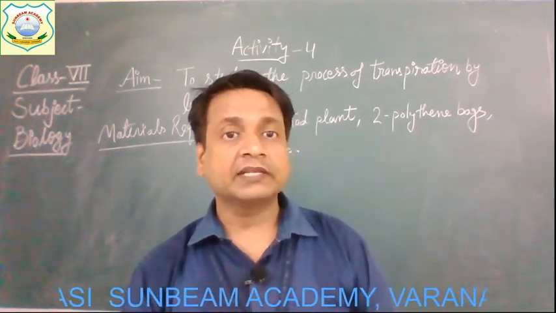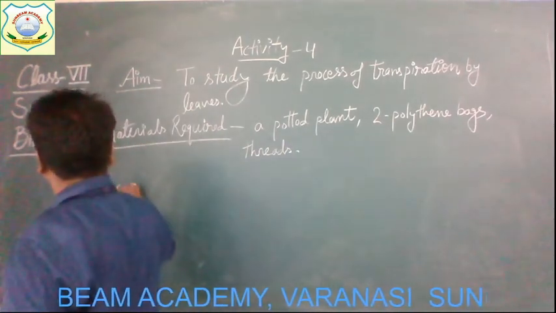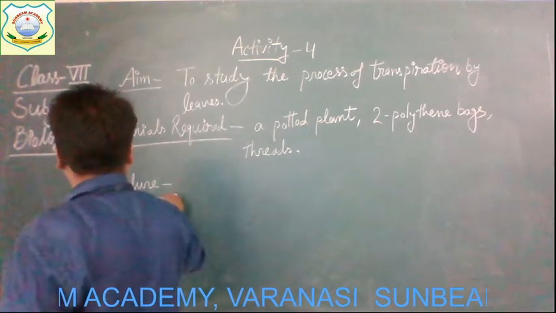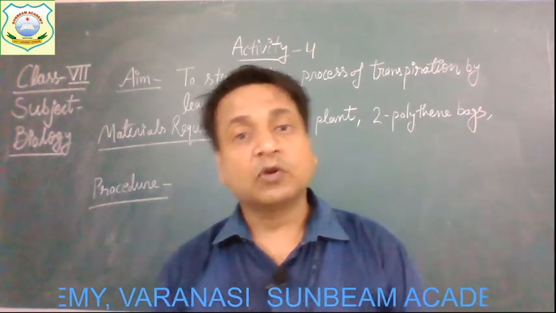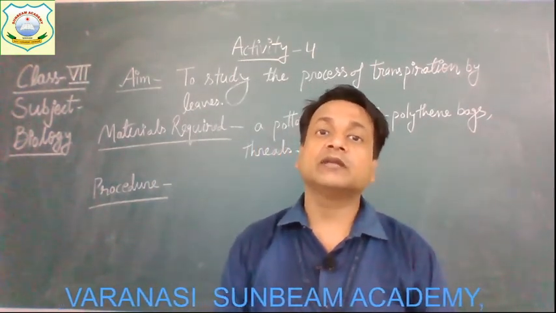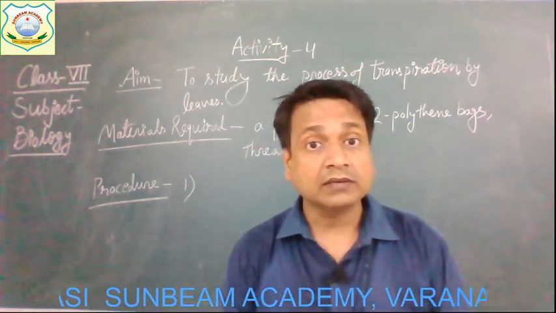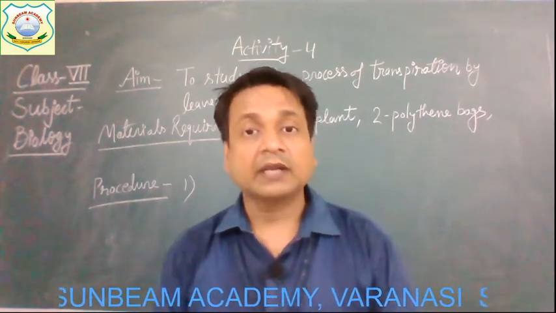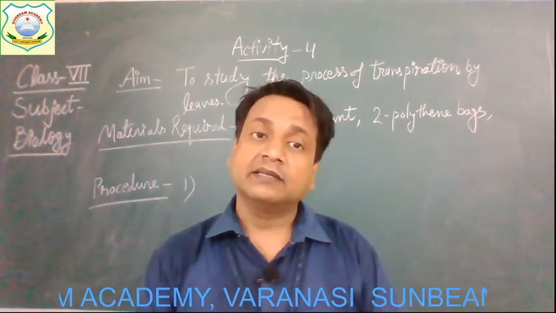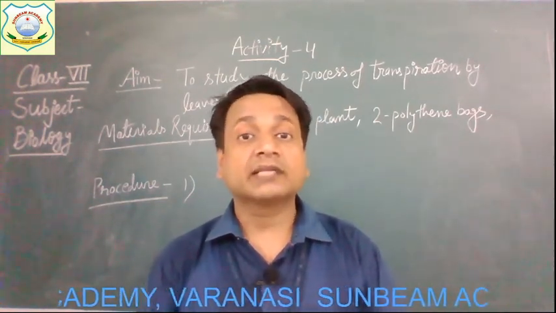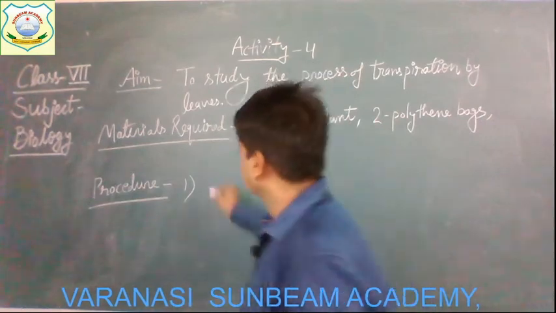Now, after the materials, you will write the procedure. In the procedure, you will write step by step the process which we have adopted to demonstrate the activity. Like in the first step, what have we done? Yes, we have taken a potted plant, then we covered a branch of the plant with a polythene bag and tied it with thread, and we marked that polythene bag as A.